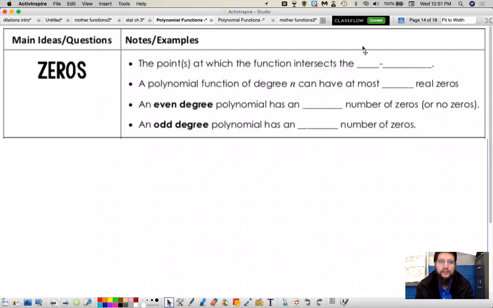Hey guys, nice and easy lesson today. We're talking about the zeros of a polynomial. So we're going to be using Desmos. It's going to be easy peasy.